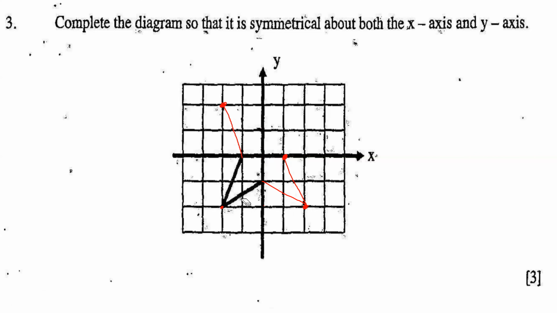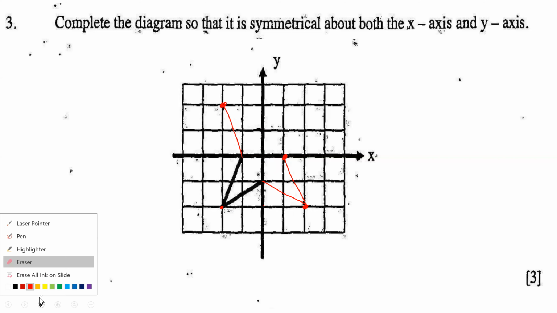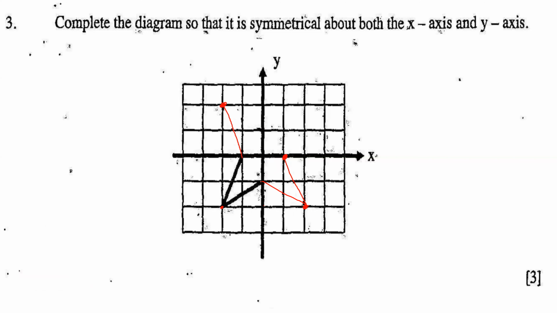So again, let me do it so we can see what happened. Again, it was this point, right? Again, this point is one space away. So when we do it on the other side, it's going to be one space away. So the point is right here. All right, so we connect this right here like that. Next up, we have the last side that we're going to do.